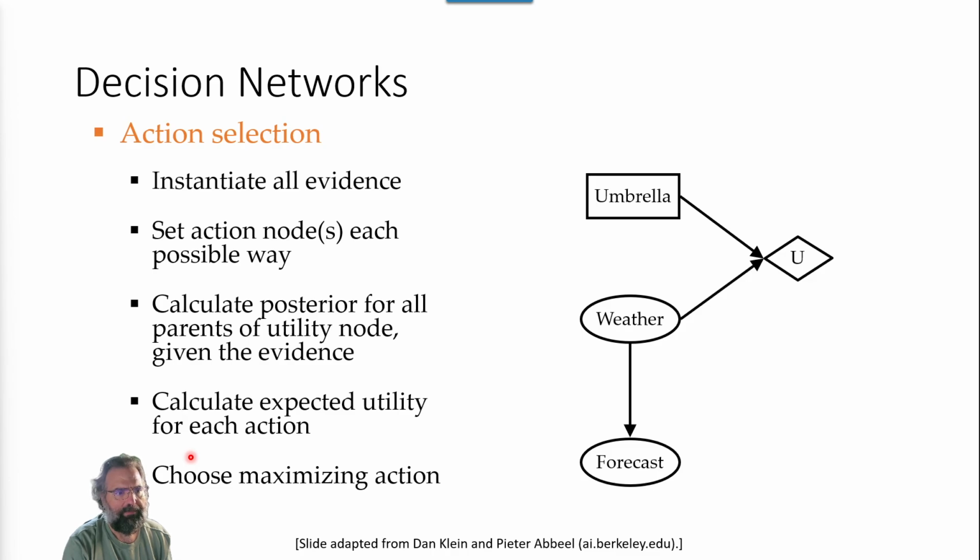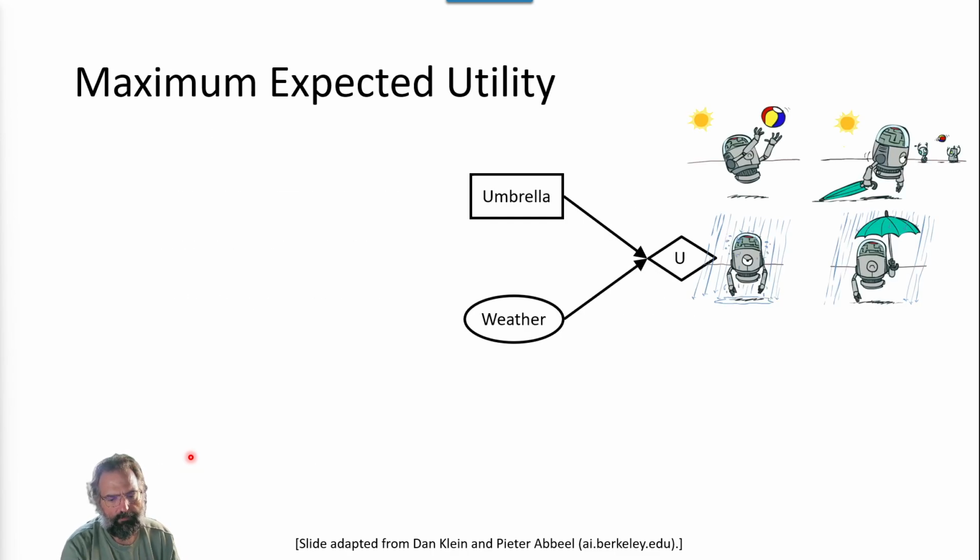Now we've extended it a little bit. So we talk about actions, right? It's going to be about instantiating all the evidence at action nodes, and the action each way possible. So you switch them back and forth. Calculate the posterior for all of the parents of the utility node given the evidence, calculate the expected utility for each action, and then choose the maximizing action.